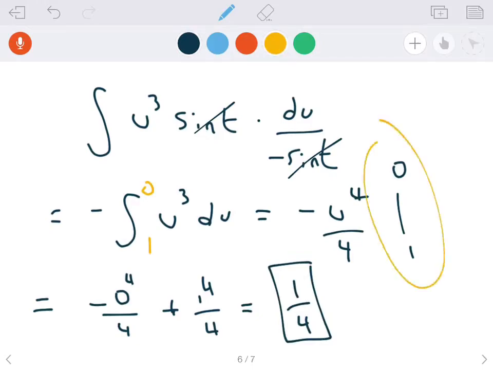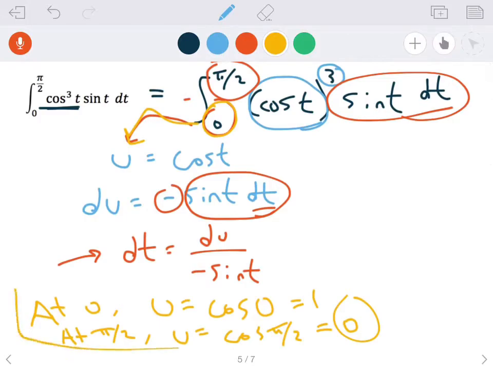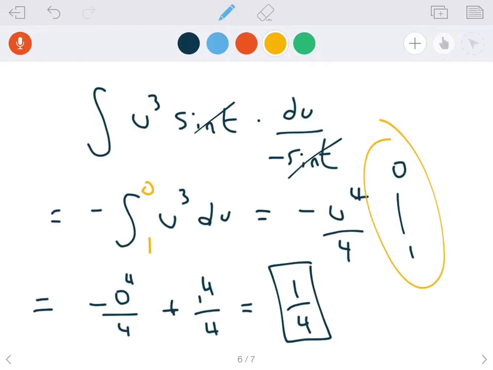The only reason that I can use these limits and not have to go back to x is because I changed them with my definition of u. If you don't change your limits, then you have to go back in terms of t, and then you could use your old limits. But I highly recommend changing your limits. Just makes your life easier.